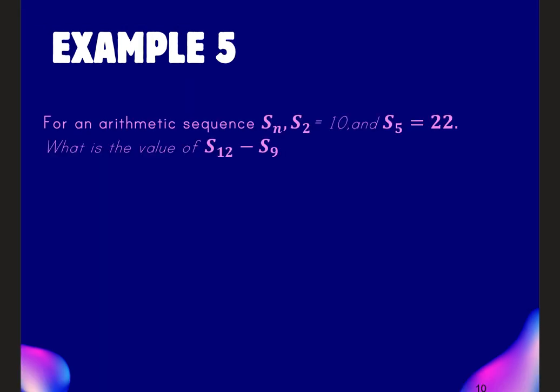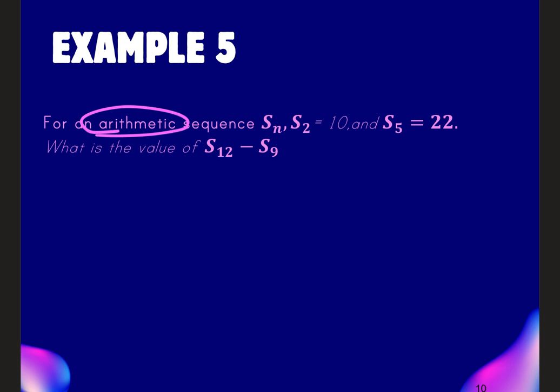All right, and then this is what an AP style question kind of looks like. It'll say, for an arithmetic sequence S of n, so it changed your variable, okay? S of 2 equals 10 and S of 5 equals 22. What's the value of S of 12 minus S of 9? There's a bunch of different ways to do this, but first thing you've got to notice is it says arithmetic. It has to tell you what kind of sequence it is. It will either say arithmetic or geometric, okay?